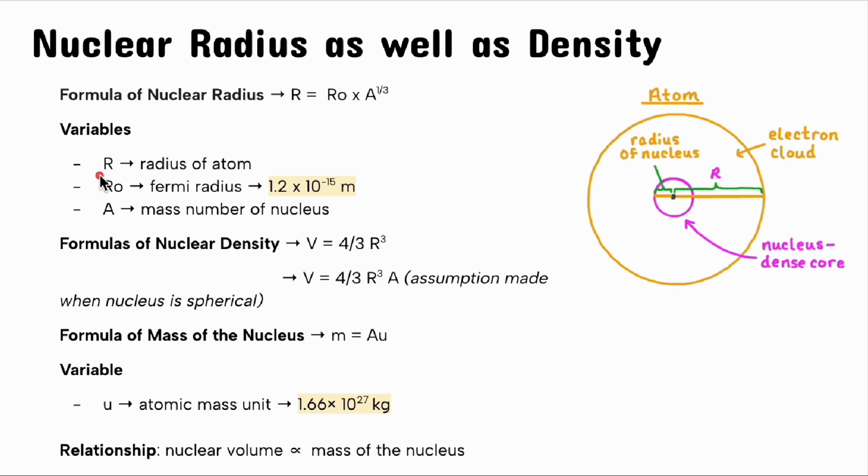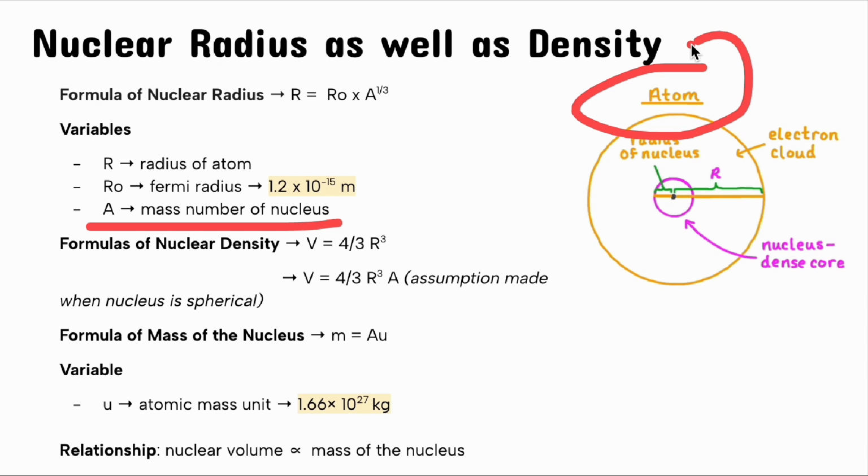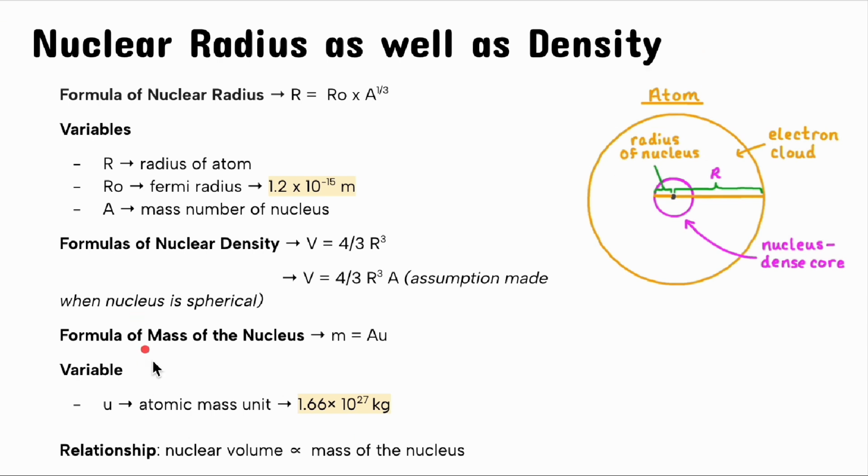Okay, R is the radius of the atom, and R0 is the Fermi radius, which is another constant, and this is the value measured in meters. A is the mass number of the nucleus of the atom. Okay, now the formulas of nuclear density.